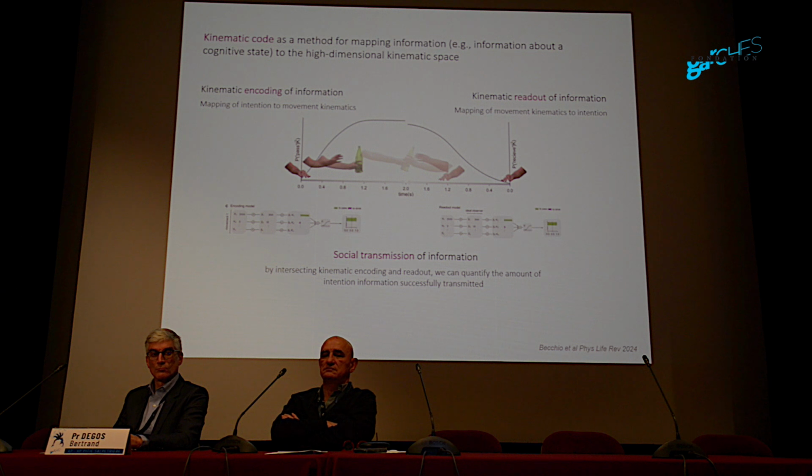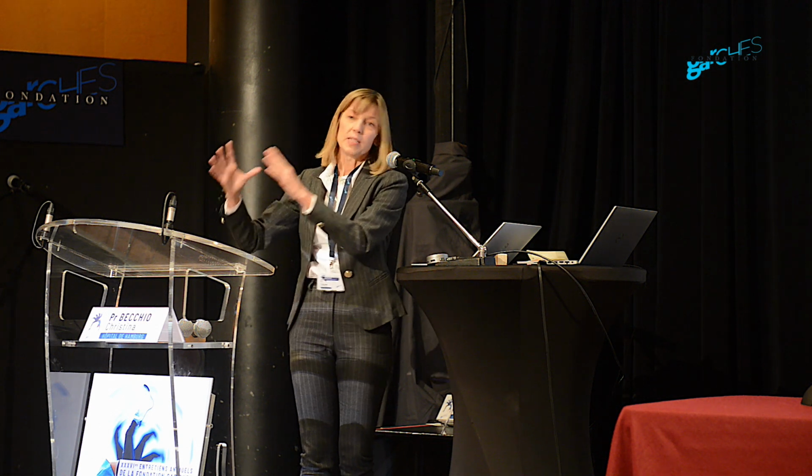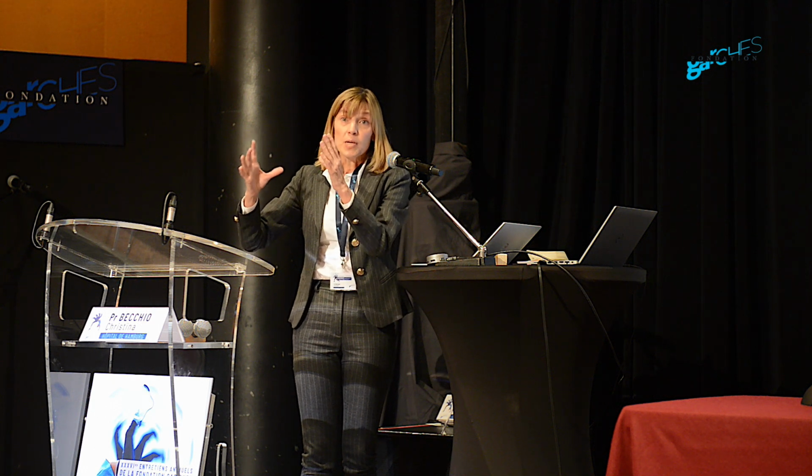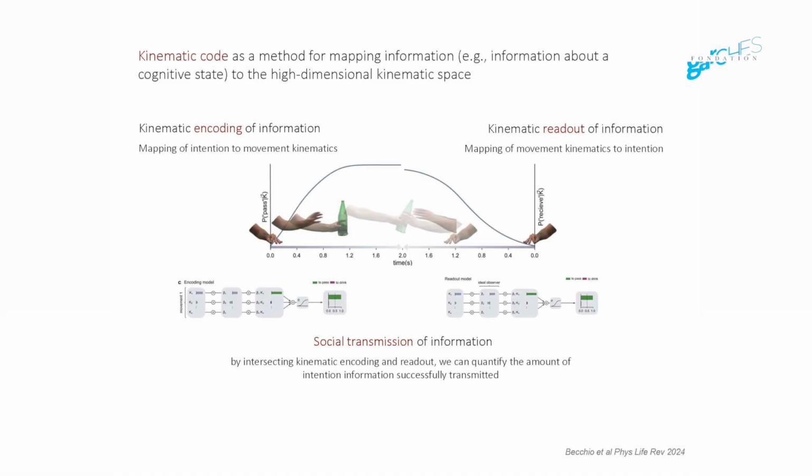So, in concrete terms, what is a code? You can think of any code as a method for mapping information from one domain, from one space to another space. So in the case of the neural code, what you are doing is mapping information from the external world to the neural activity. With similar logic, you can think of the kinematic code as a method for mapping information about external and internal states to the high-dimensional kinematic space, the space of movement kinematics, how we move. And as I have already anticipated, there are two complementary processes to this.